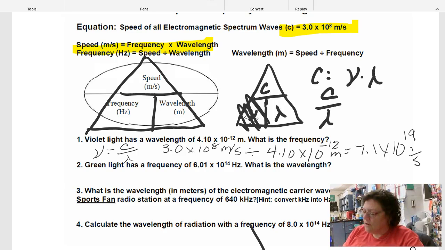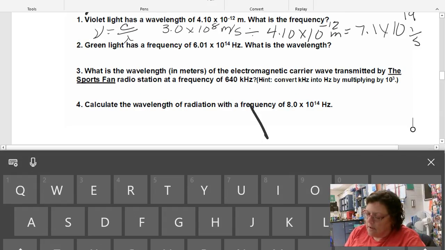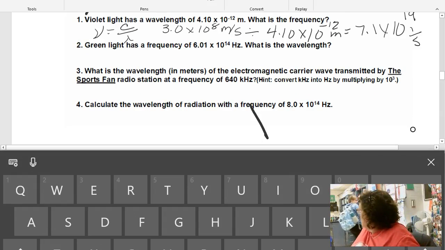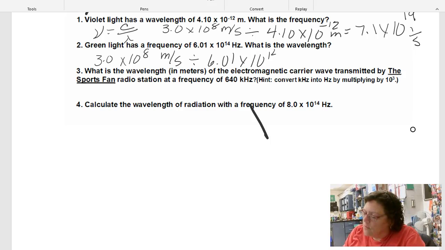And the units are 1 over seconds. The second one, we're going to take the speed of light, 3.0 times 10 to the 8th meters per second, divided by our frequency, 6.01 times 10 to the 14th. 1 over seconds is the same as a hertz.